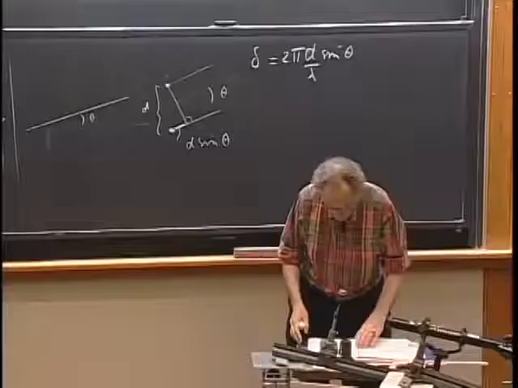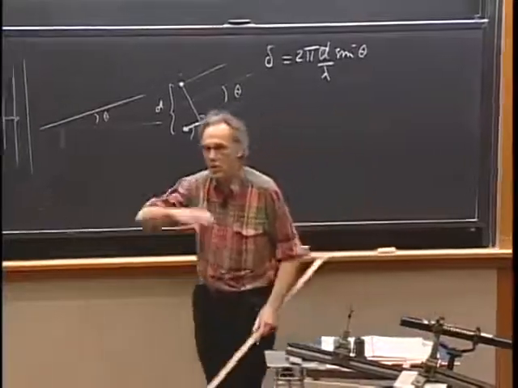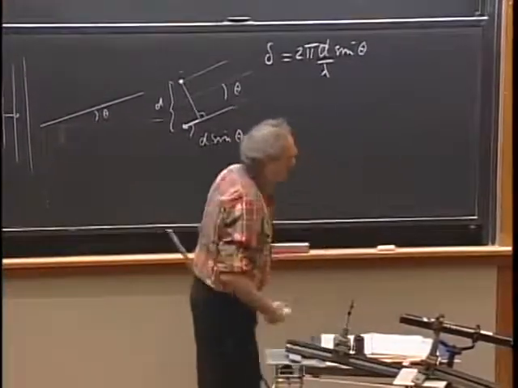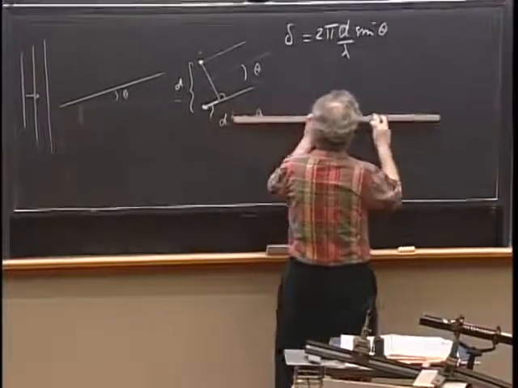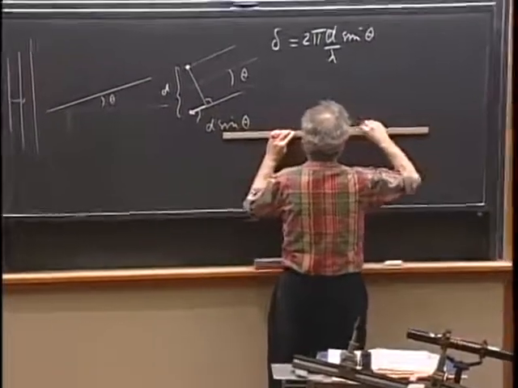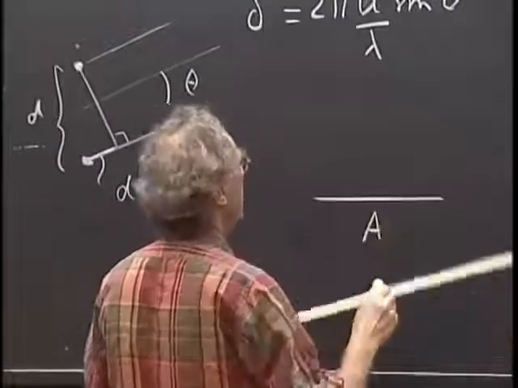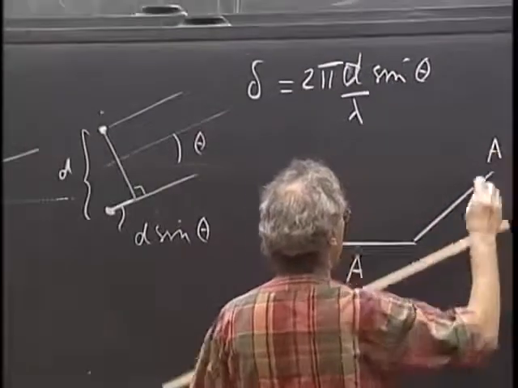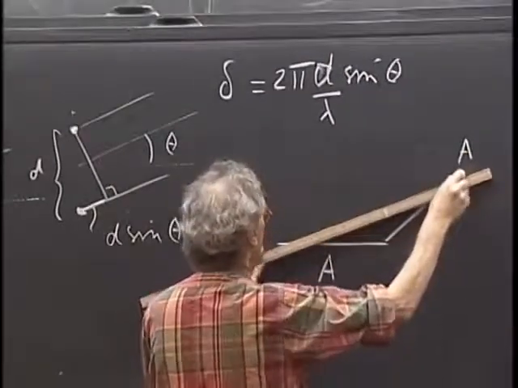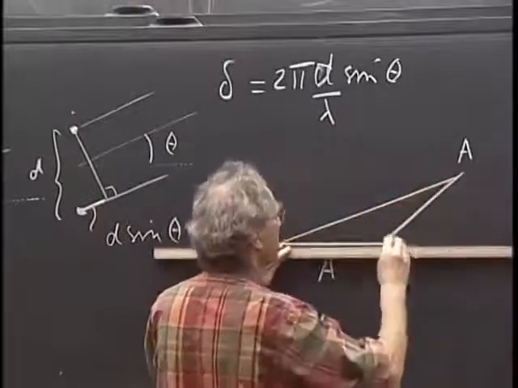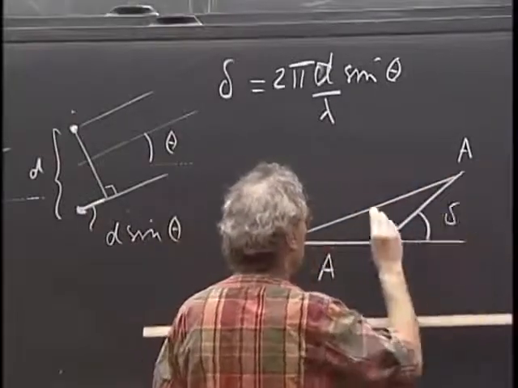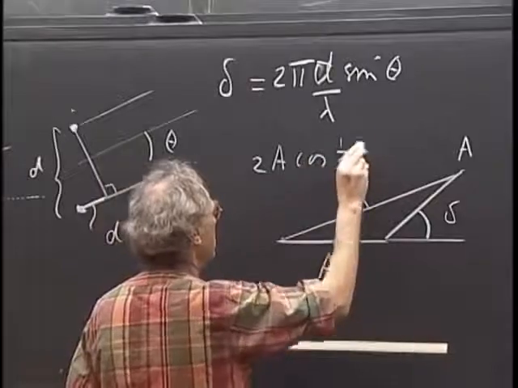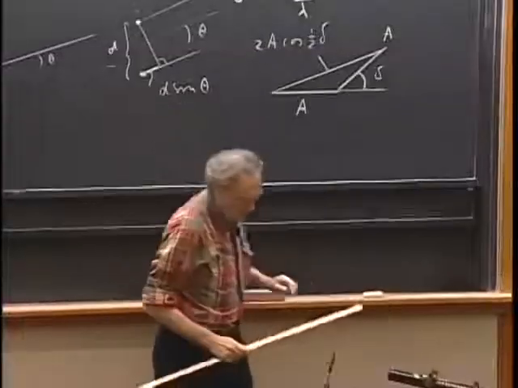My goal today is way more ambitious. I want to know what the light intensity is for any angle theta. It's going to be an extremely complicated function. I first want to revisit some of your high school geometry. If you have a triangle, and this side is A, and this side is also A, and if this angle is delta, then this side here is 2A times the cosine of 1/2 delta. You can revisit that in your high school geometry, but I need that today.